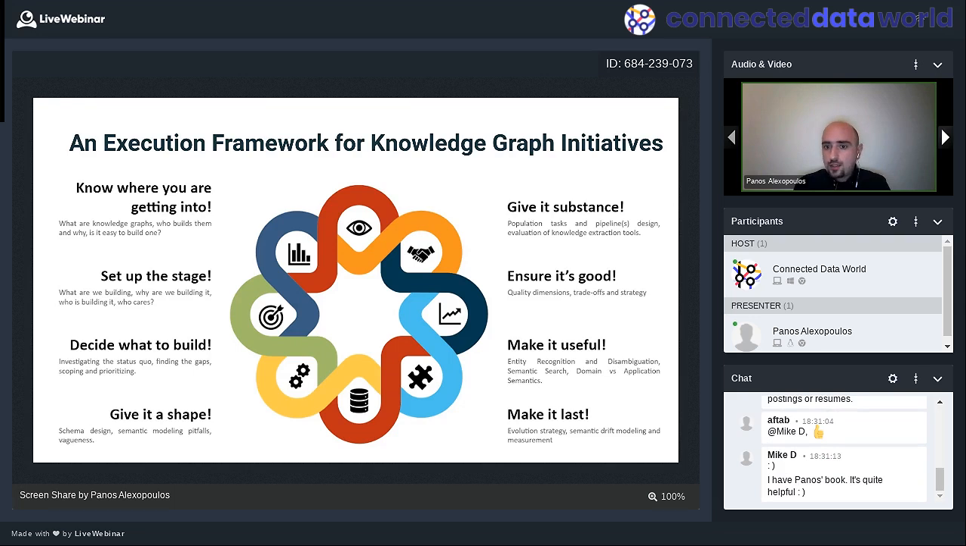Of course, we have quality assurance, right? Application, make it useful, and evolution, make it last. So today it will be about the substance part, right? About how we can utilize some basic NLP tools in order to give substance to a knowledge graph.